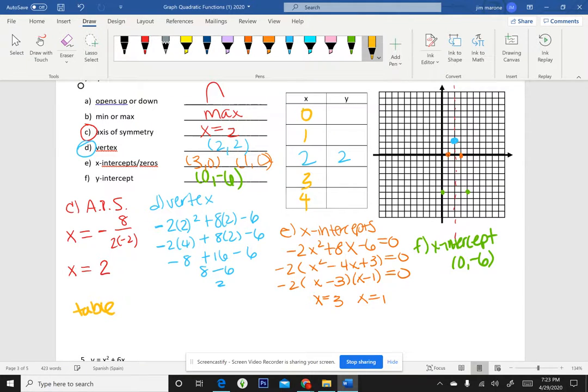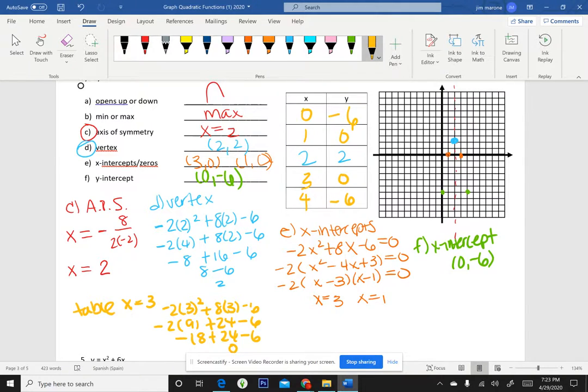So then I'm going to substitute in 3 first. So I get -2 times 3 squared plus 8 times 3 minus 6. Order of operations, -2 times 9. We can do plus 24. So it's -18 plus 24, which is 0. Then substitute in the next number, and I get -6, which means that this is 0, and then -6.